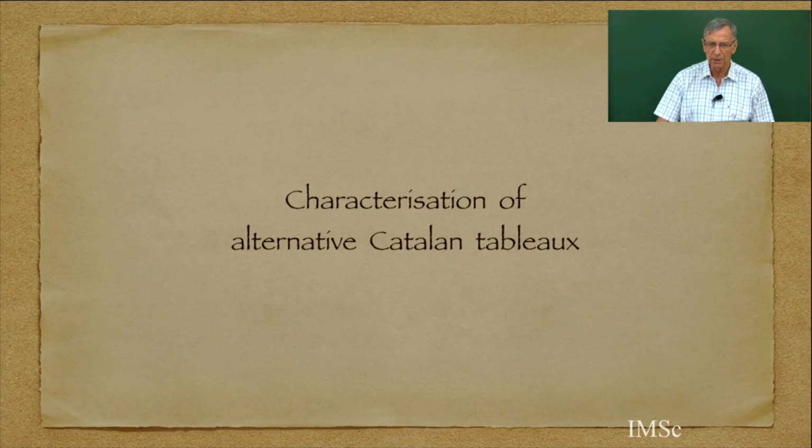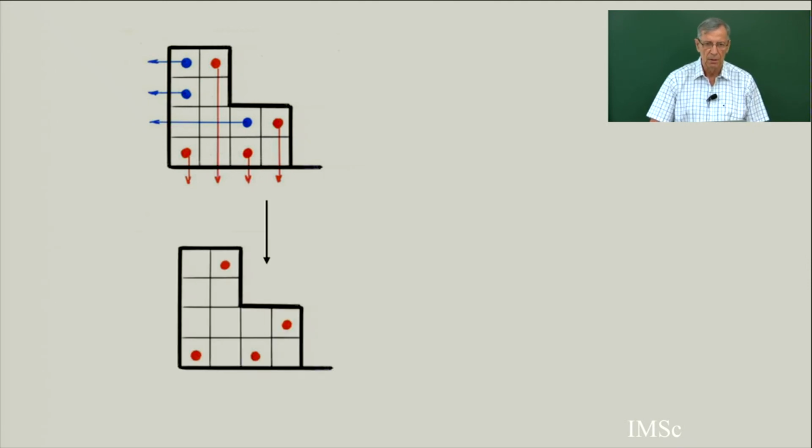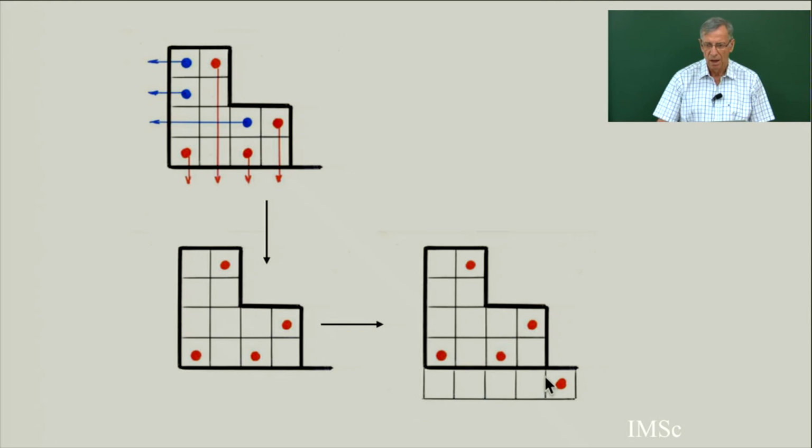So first, what is the characterization of an alternative Catalan tableau? I claim I have the following characterization. Start from this Catalan alternative tableau, delete the blue cells, add a new row below this diagram, and then in this new row you put a red cell or a point for each time there is a column above with no red cell. See here, look at each column. Here there is a red cell of the original tableau. There is one, there is one, there is one. Here there is no red cell in this column, so I put a new point.